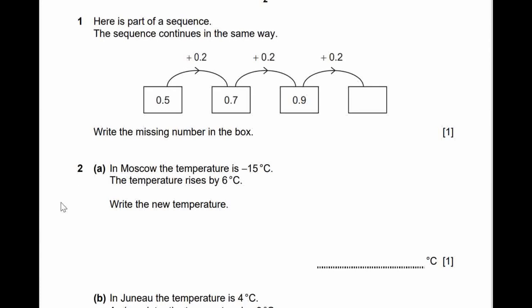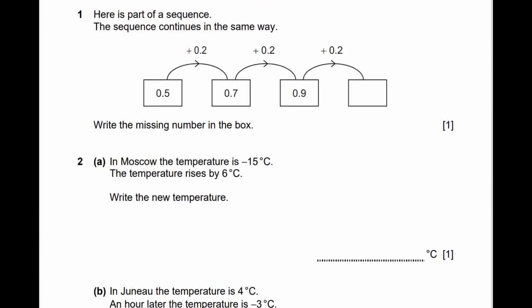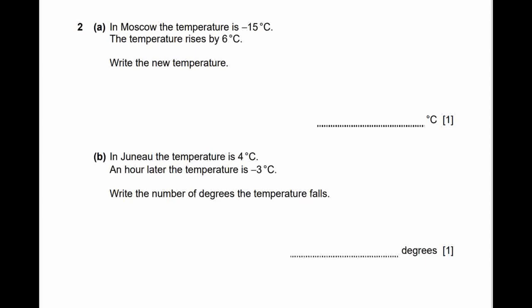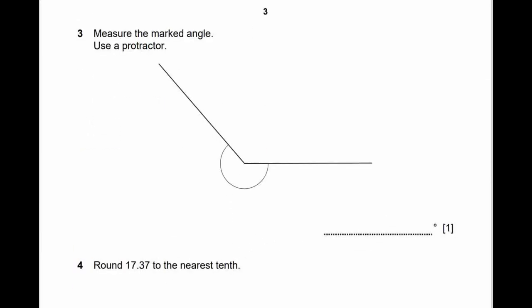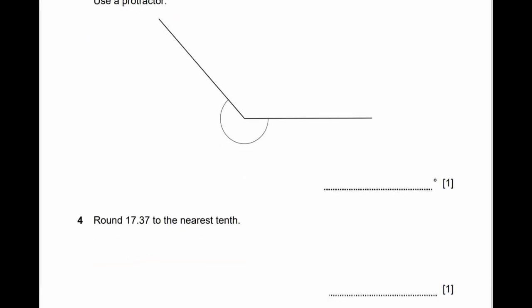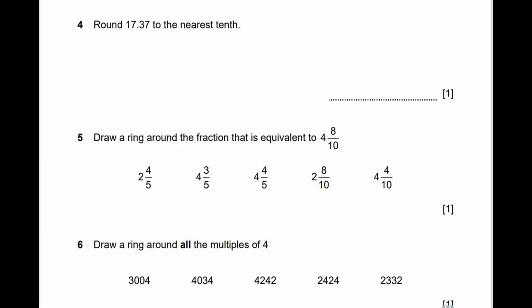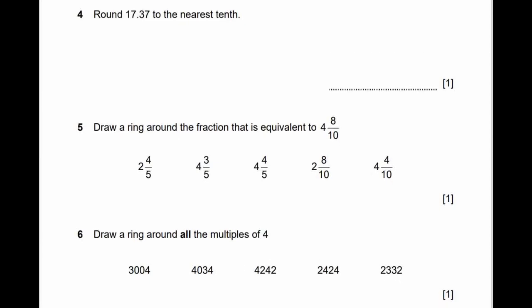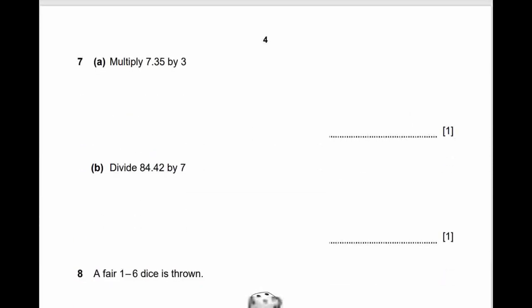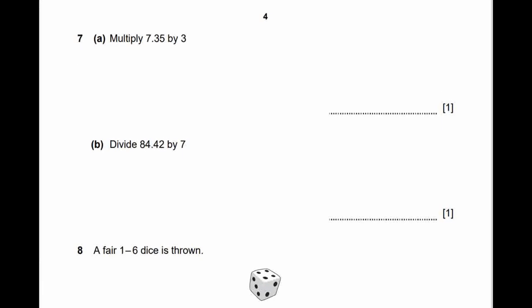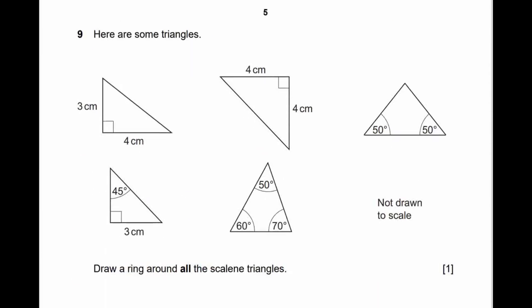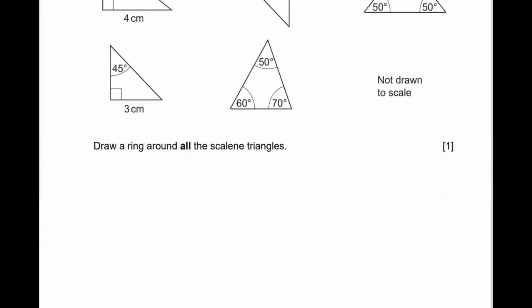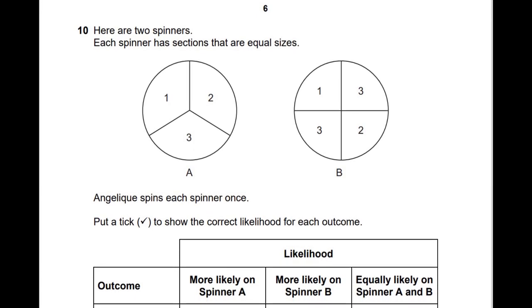So this is question 1 and 2. 2a. This is 2a and b. And this is question 3. Page 3, question 3. Still page 3, question 4 and 5 and 6. And this is page 4, question 7a and b. Still page 4, question 8. And this is page 5, question 9. Page 6, question 10.